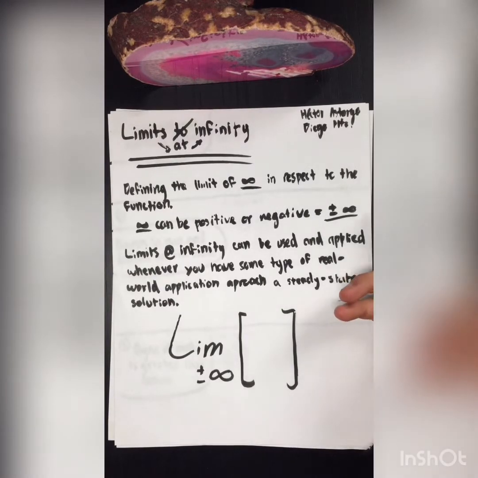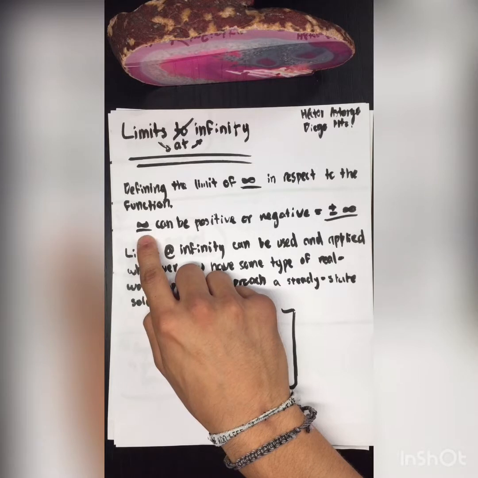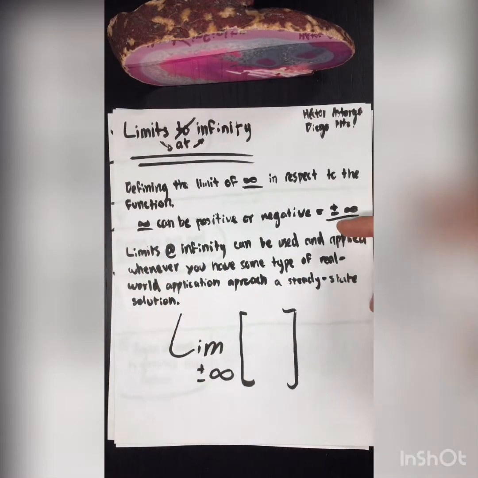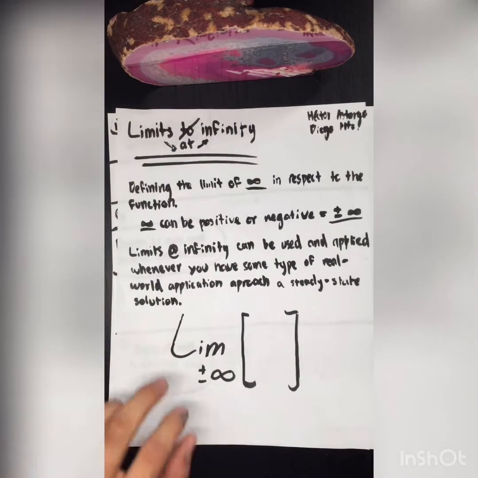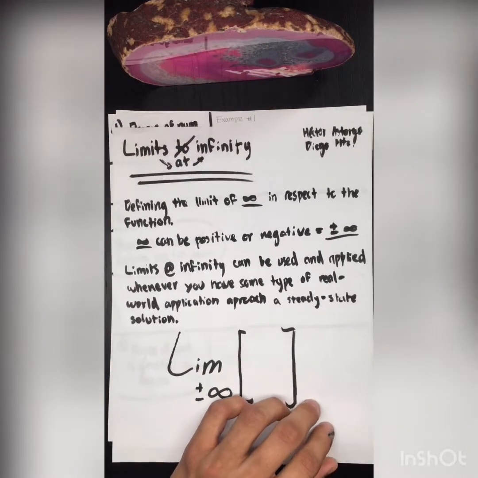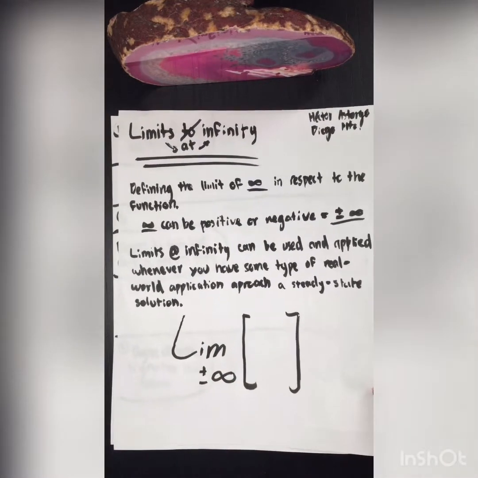In this case, infinity can be represented both ways, as infinity alone or infinity with a plus or negative sign behind it. We've got to understand that limits at infinity can be used and applied whenever you have some type of real-world application that approaches a steady state solution. The correct way of writing and working with limits at infinity is this one, in which you represent the limit and, in the brackets, the function that we're going to be setting the limit for.